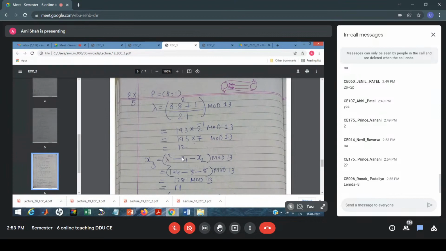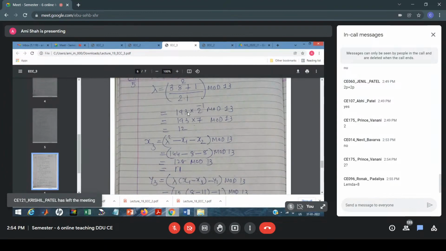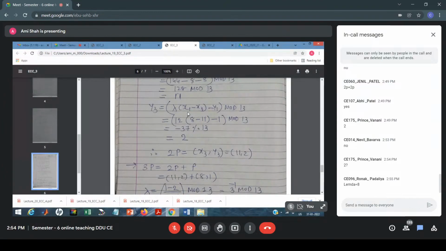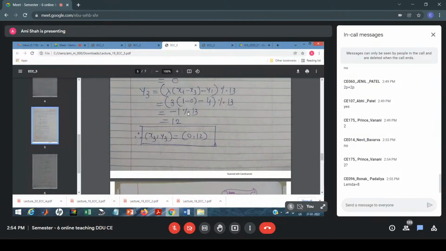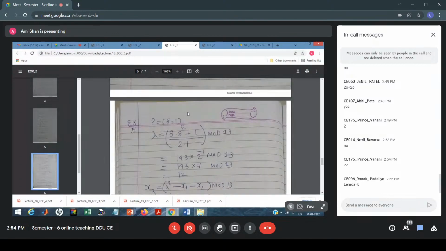Now p equals 8, 1 is given to you. All of you know that in this case, on case number 2, x3 and y3 are calculated. Here, in example number 5, what does example number 5 say?